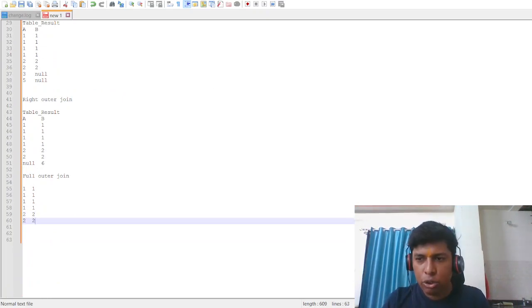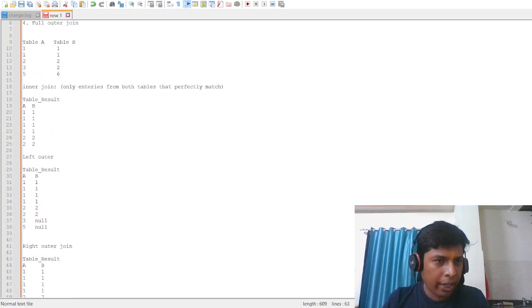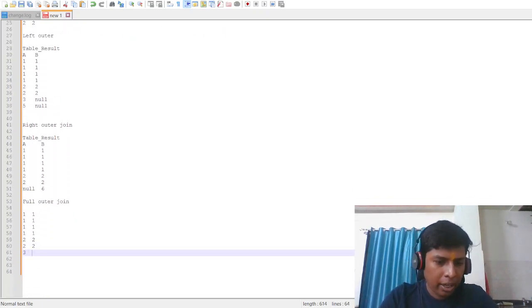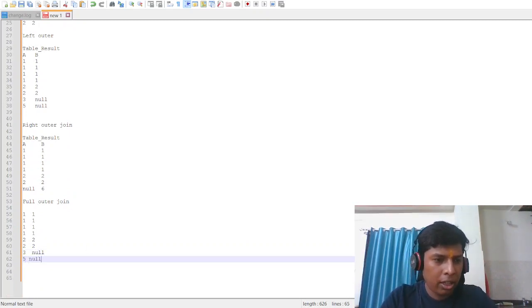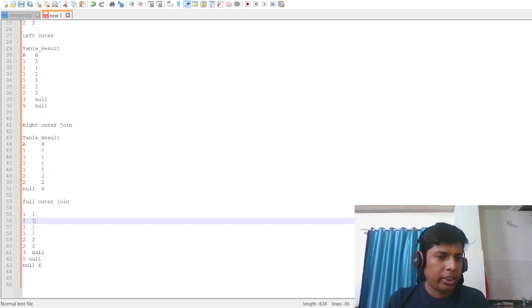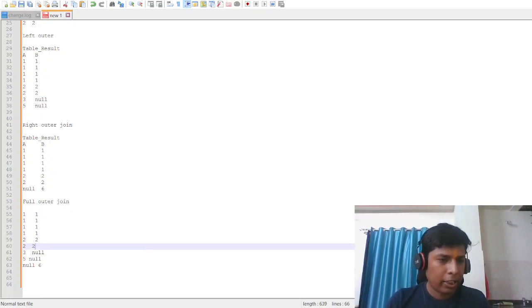Now see, just join the output of left and right. 3 has no match in table B, so 3 and null. There was 5, there was no match, so null. And for 6 there was no match in table A, so 6. So this is how a full outer join works. The right side column is from table B and the left side column is from table A.